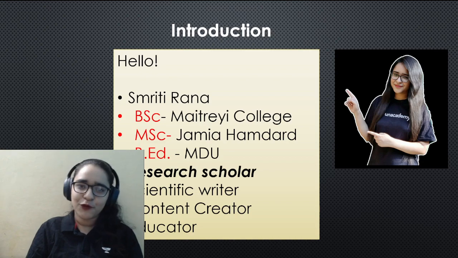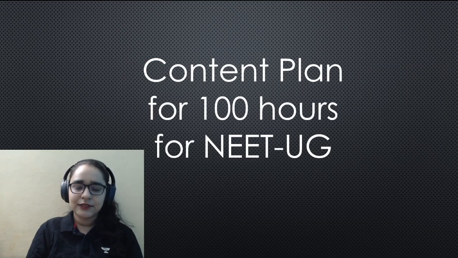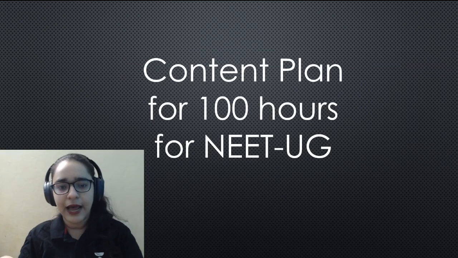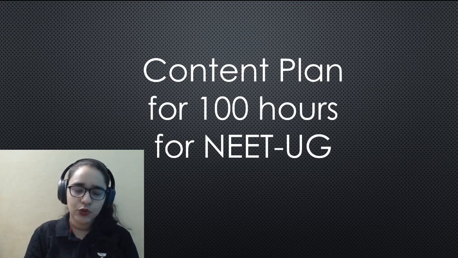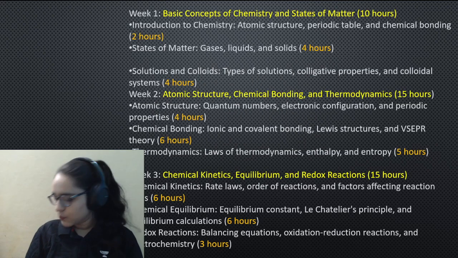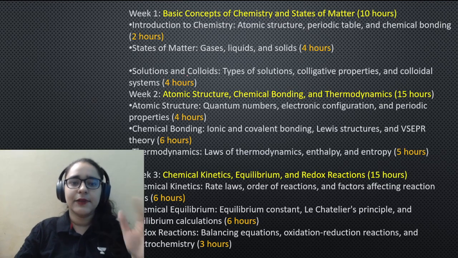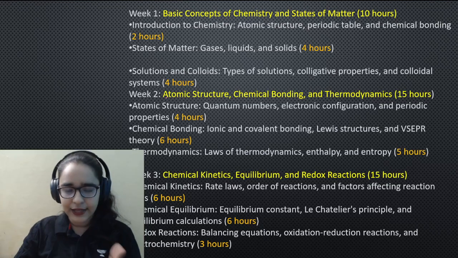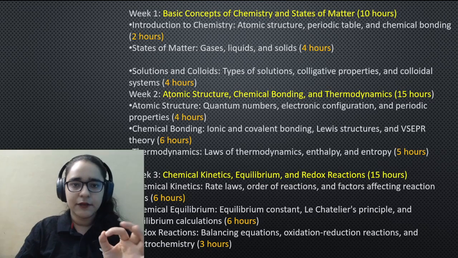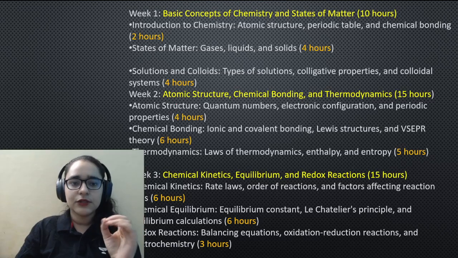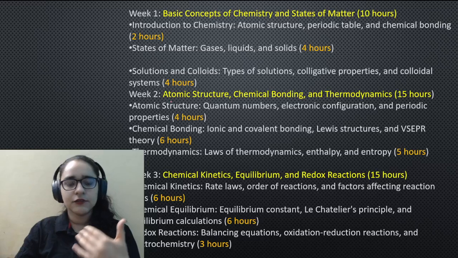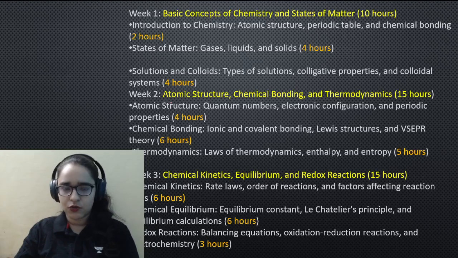So let's move forward. And talking about my content plan for 100 hours for NEET UG chemistry. So I'll start with the first week that I start with the basics. Basic concepts of chemistry and states of matter would be my first priority. So, starting off, 2 hours class would be for the introduction to chemistry only.